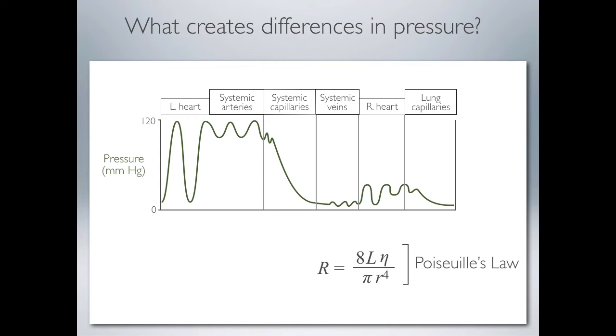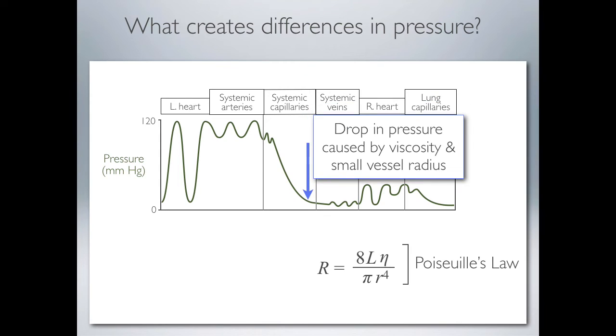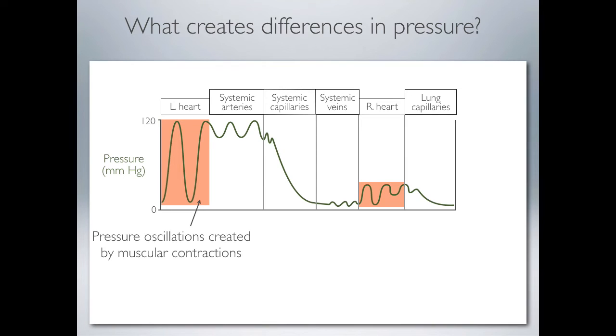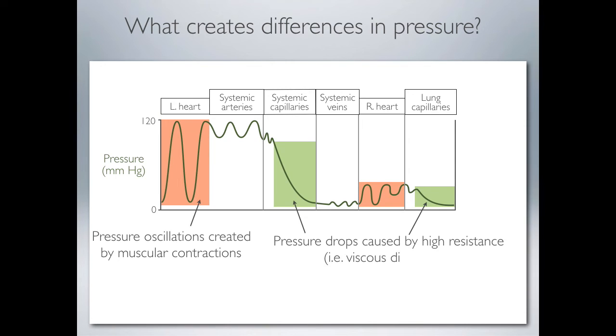All right, so first of all, Poiseuille's law helps us understand why there were these big drops in pressure as blood was forced through the capillaries. It's just because they're really small in radius and blood is viscous. So that's why we get that big drop there, and again, the other drop that we see in the pulmonary capillaries. Okay, so again, pressure oscillations are created by the muscular contractions in the heart, and we get these drops in pressure that are created by high resistance and viscous dissipation. And we can predict those using Poiseuille's law.